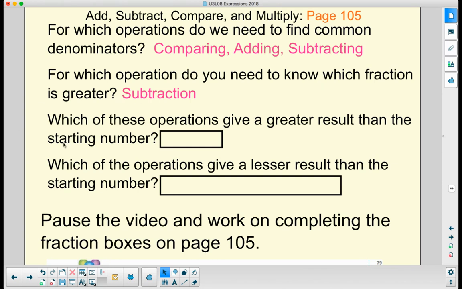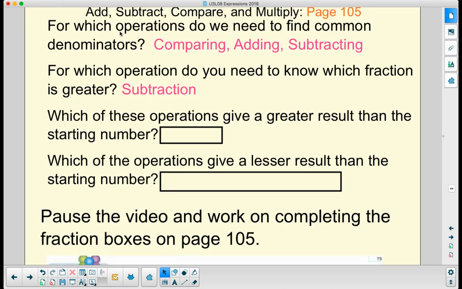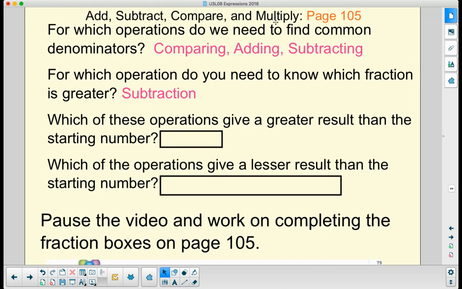Which of the operations gives a greater result than the starting number? So after you've added, subtracted, compared, or multiplied, will you get something greater? All right. Well, just like whole numbers, adding gives us a greater. None of the others, though, do. When we multiply whole numbers, we get something greater. 3 multiplied by 5 is 15. 15 is greater than 3 or 5, isn't it?